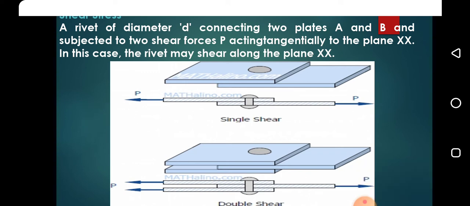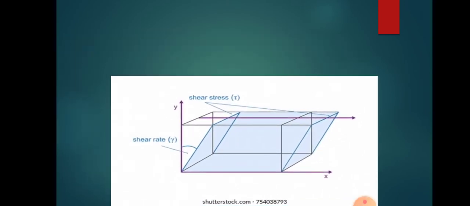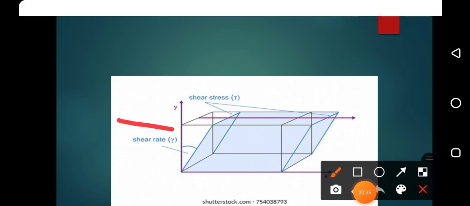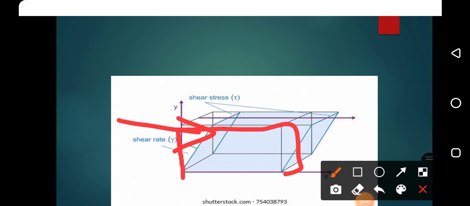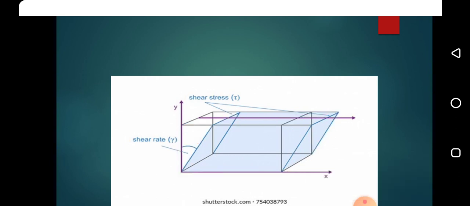Next we will look at the definition of shear strain. Here there is a block fixed at its bottom end to the ground, and we apply a force in the upper direction, so it gets tilted. Before, it is like this, and after applying a force it becomes tilted like this. This is the shear strain.